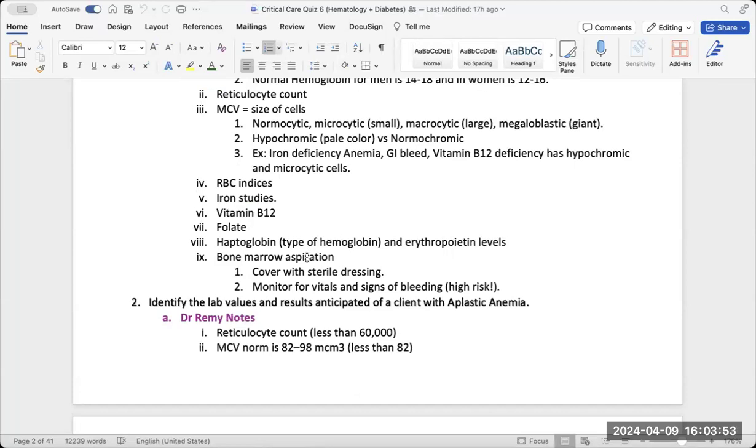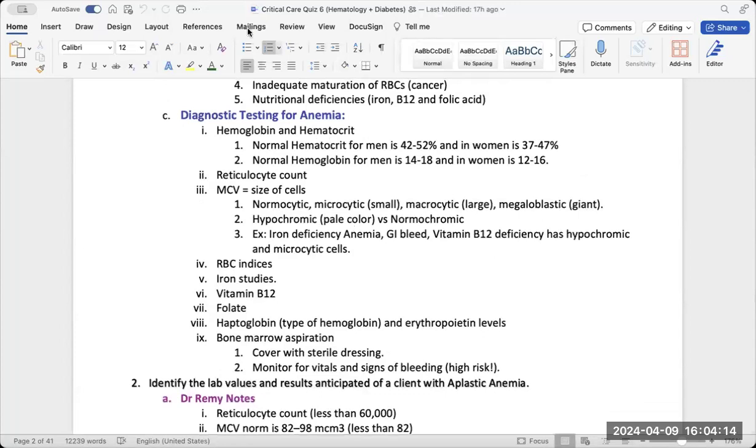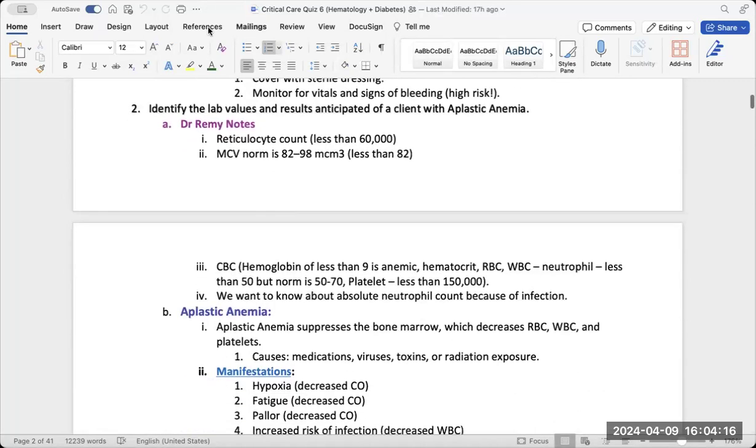We may be looking at bone marrow aspiration as well. And we could have a haptoglobin test, which is just a type of hemoglobin, and erythropoietin levels, because erythropoietin is what makes RBC. So that's also going to tell us where is the origin of this anemia, right? So we look at these things already to characterize regular anemia. But aplastic anemia is not only the problem with the RBCs, it's also a problem with suppressing the bone marrow entirely. So that means there's also a decrease in WBCs and there's also a decrease in platelets.